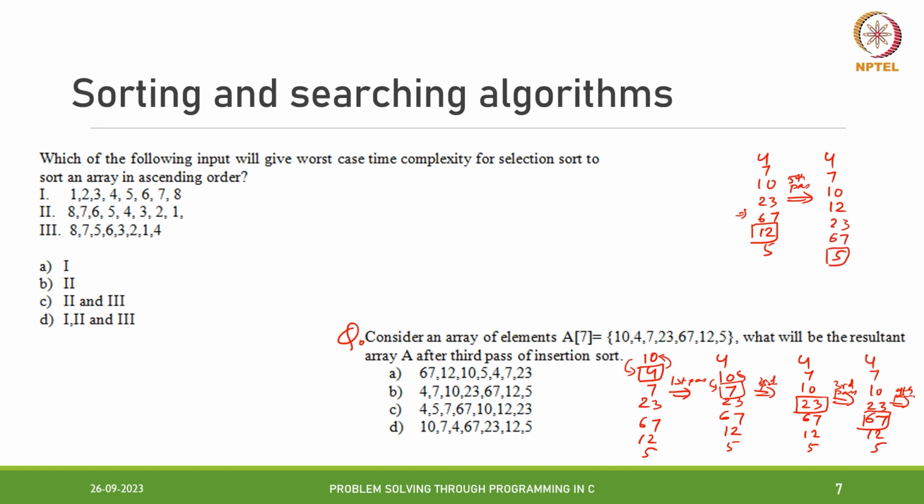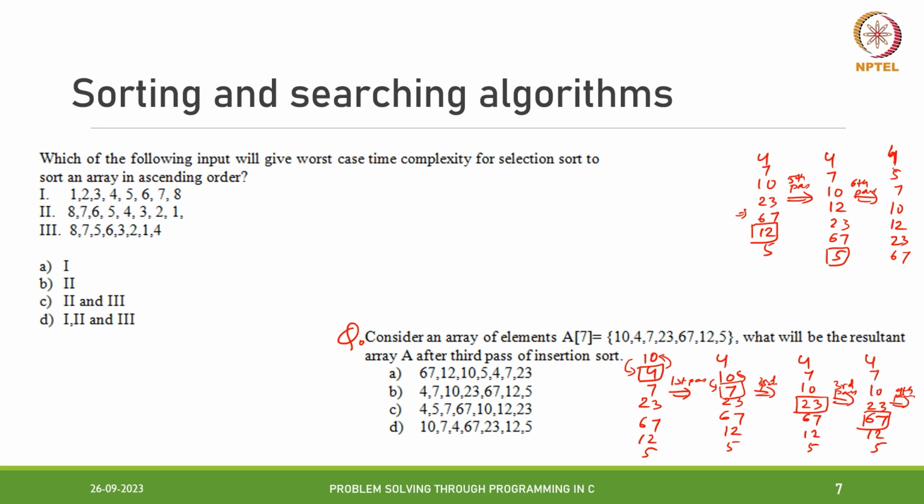Now 5 will be our key. We check it against 67, we swap. 23, swap. 12, swap. 10, swap. 7, swap. Okay, so in our sixth pass, we'll do a lot of swapping. And finally, we'll get 4, 5, 7, 10, 12, 23, 67. So this is our entire insertion sort.